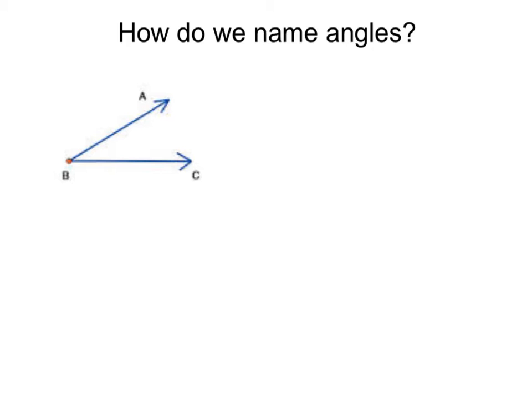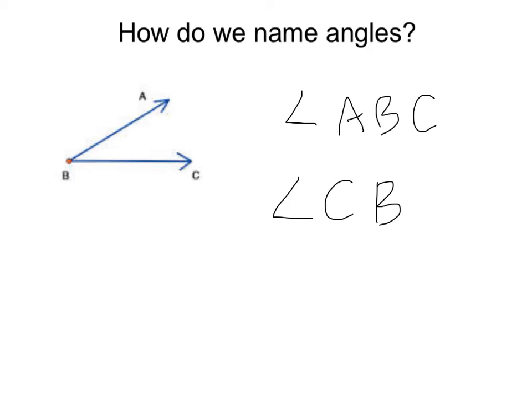Okay, so let's name this angle. We use this symbol to refer to the term angle. It's a tiny little angle. So the angle ABC. That's one way to name this angle. We can also say the angle CBA. Notice that I'm going in order, ABC or CBA, backwards or forwards. We can name the angle either way.